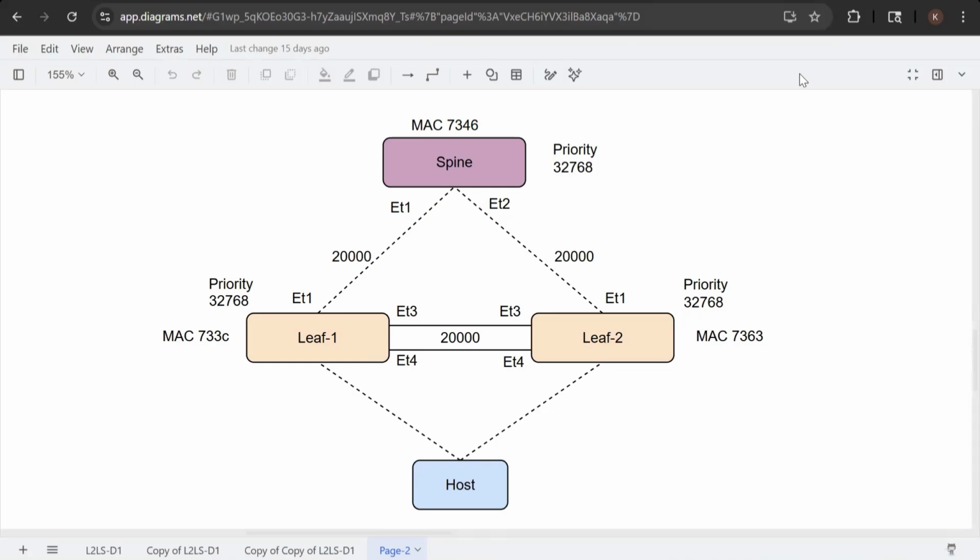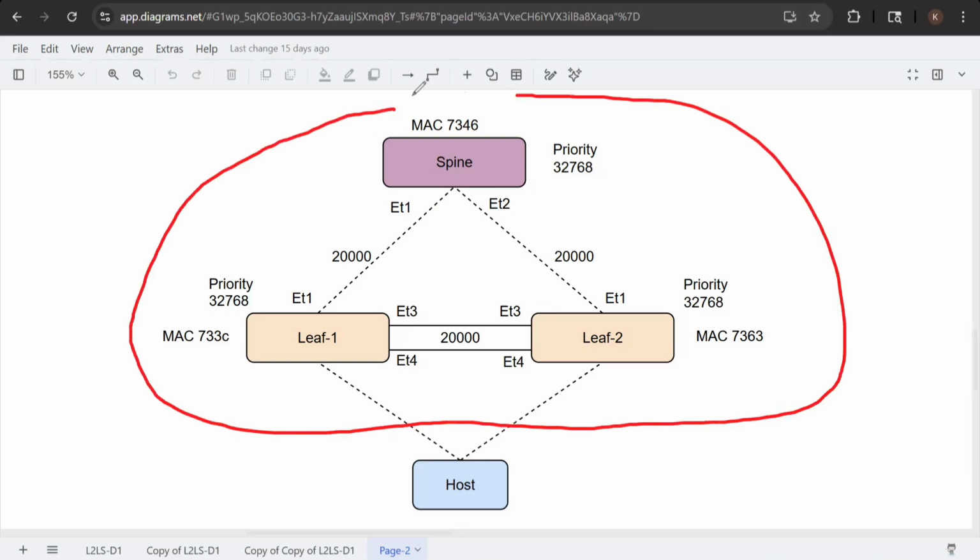A root bridge election happens per instance. Right now, I have one instance here. One instance in the sense that the spine is running RSTP and both leaves are running RSTP. All of them are running RSTP, so these are part of the single instance. The election happens per instance.